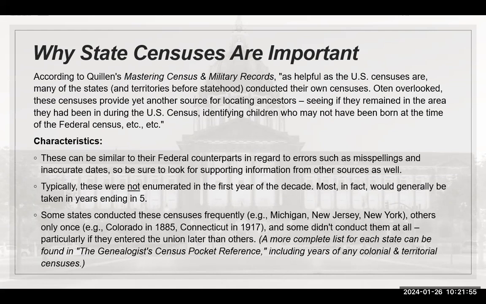once. Colorado's was only done in 1885, and Connecticut, I saw, was only enumerated in 1917 in terms of when they were a state. There are colonial records, however. And some didn't conduct them at all, particularly if they entered the Union later than others. A more complete list for each state can be found in the Genealogist Census Pocket Reference, including years of any colonial and territorial censuses.